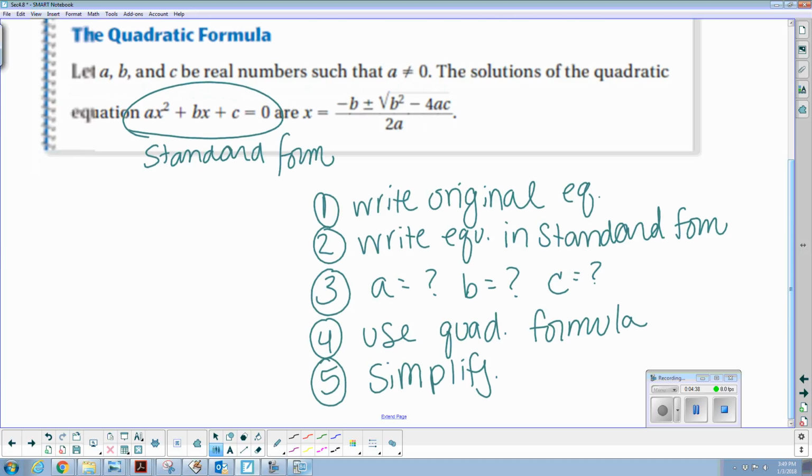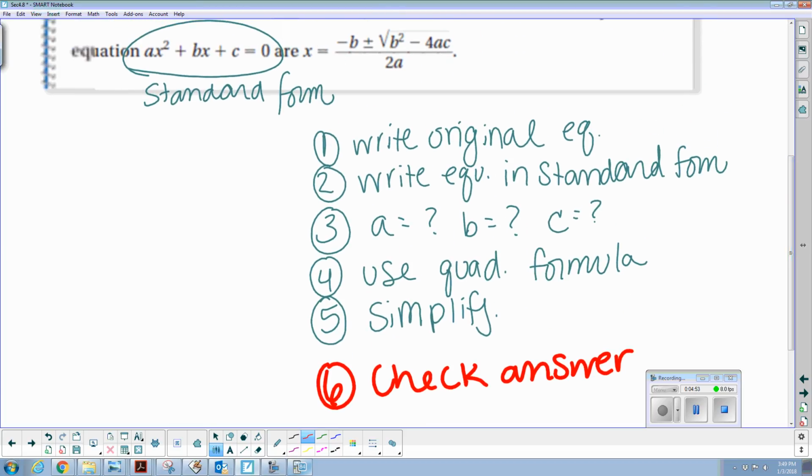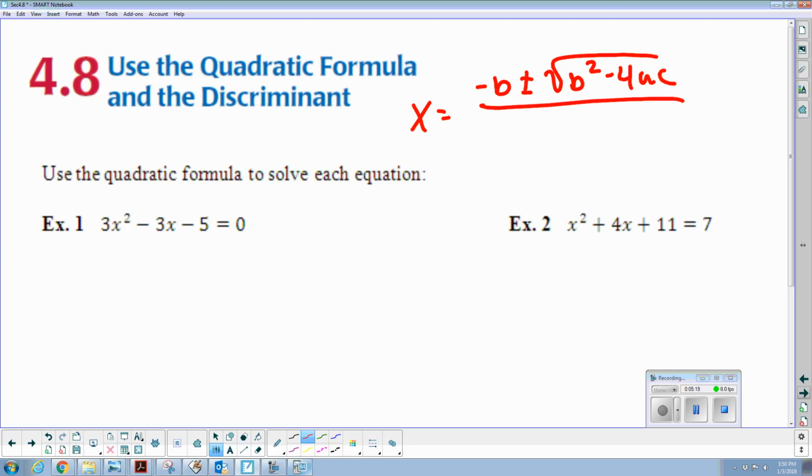Actually, not lastly, because we should always check your answer. And we'll go through a couple of different ways you can check your answer. You can always use substitution to check your answer, so plugging your x value back into the original equation, or I'll show you how to use your calculator to check too. So always do those things when you're using the quadratic formula. So we're going to do a couple practice problems here. We're going to use the quadratic formula, which again is x equals negative b plus or minus the square root of b squared minus 4ac all over 2a.